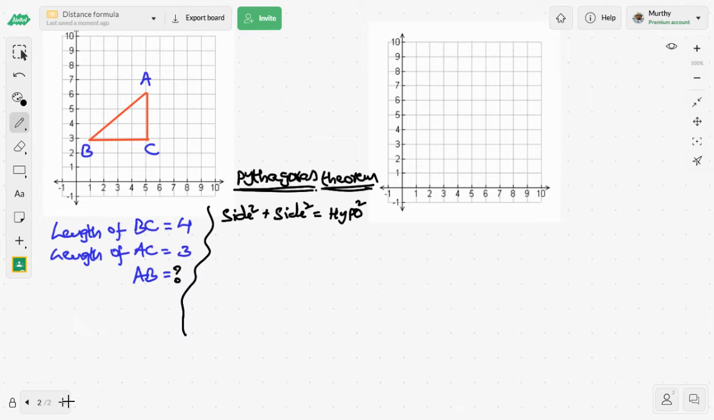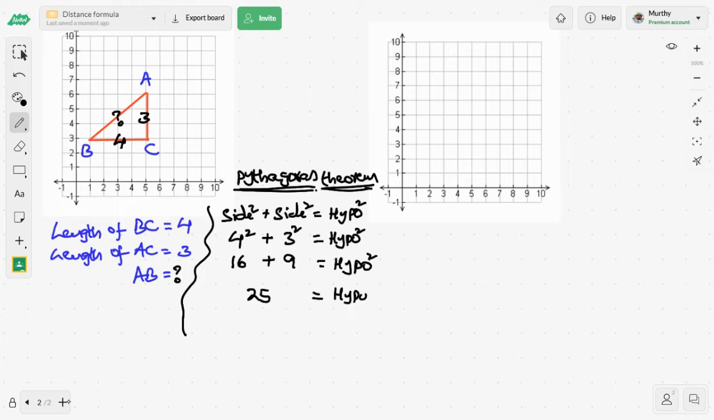I know that the length of BC is 4 units and the length of AC is 3 units, and the length of AB is the question. One side is 4, so I write 4 square, the other side is 3, then 3 square equals hypotenuse square. Several times I reminded you, 4 square is not 4 times 2, it is 4 times 4, that gives me 16. Then 3 square is 3 times 3, that is 9, equals hypotenuse square. So 16 plus 9 gives me 25.